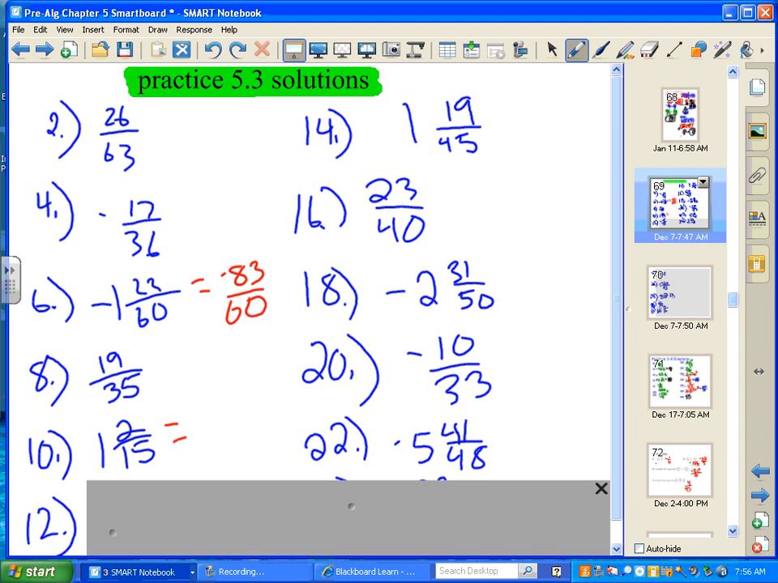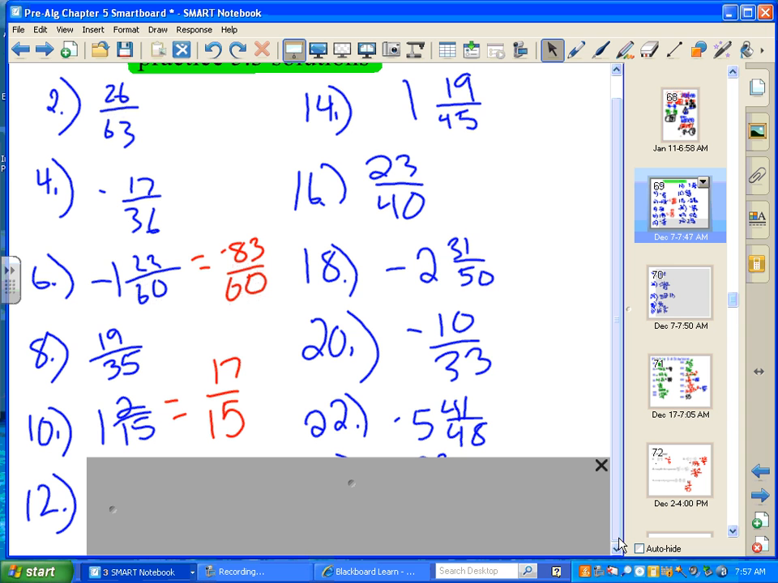Nope. Should be 17 over 15. Careful with that. I definitely prefer that you guys are putting them as mixed numbers, but I will not mark it wrong if you have an improper fraction, but please make sure it's completely simplified. Okay, Adam, 12. It's not simplified, so it's wrong.